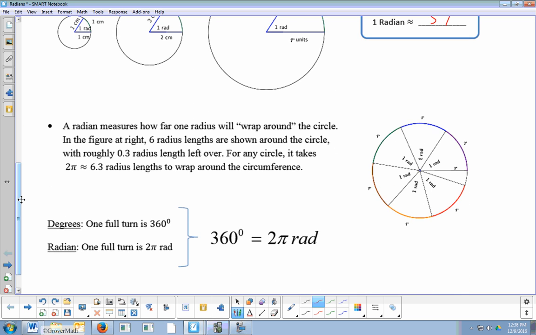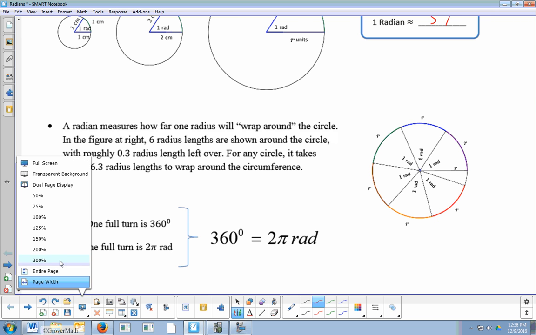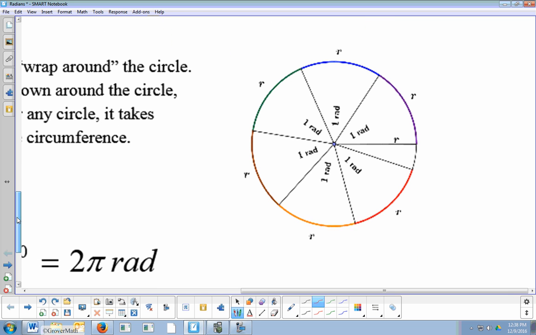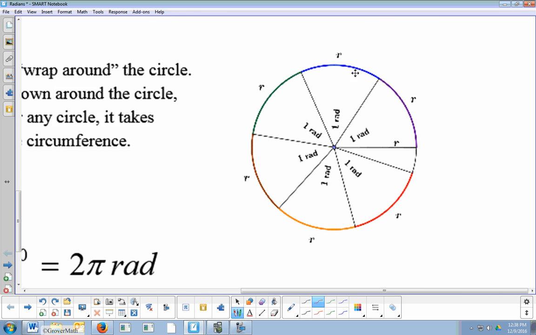Well, this next picture right here does a great job of explaining it to you. So I'm going to zoom in real big to this picture to show you what's going on. All of these sectors, except for this last piece here, are 1 radius length, meaning the radius length is here. Well, this arc from here to here is that length, and then from there to there is that length, and from there to there is that length, and so on and so on, all the way around the circle.